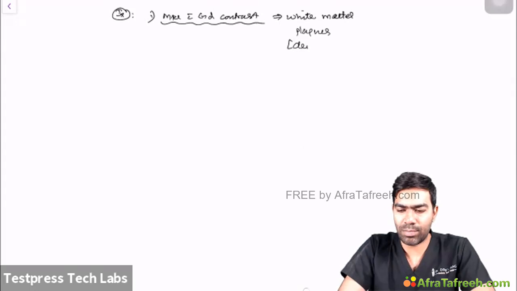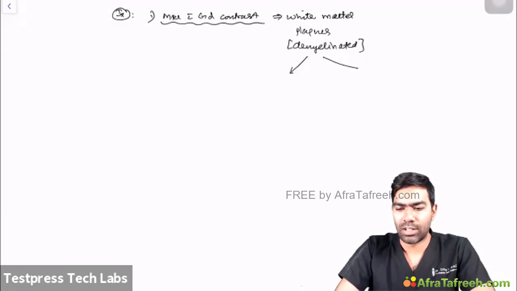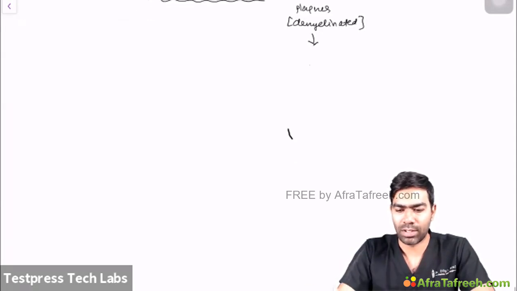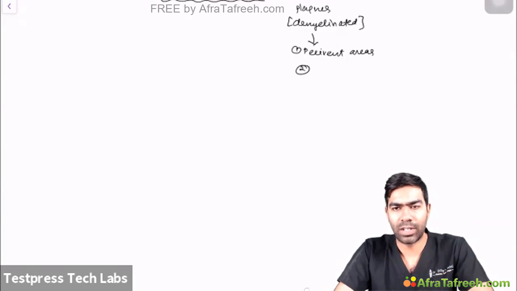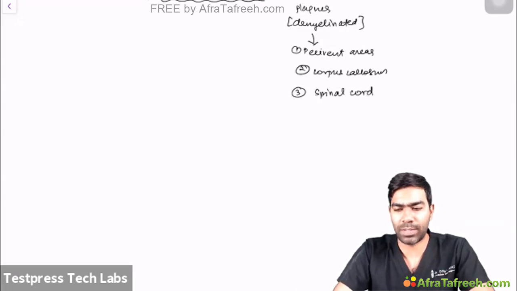These are areas that have been demyelinated. These areas are basically demyelinated areas. That's what you're seeing as white matter plaques. And there are some MS specific lesions. So what are the MS specific areas? If you see lesions in those areas, it's very specific for MS. If you see plaques in these areas, they're very specific. One is the periventricular area, periventricular matter. Second is the corpus callosum. And third is the spinal cord. So these are very, very important MS specific areas.